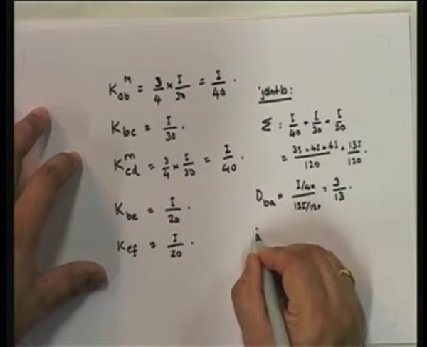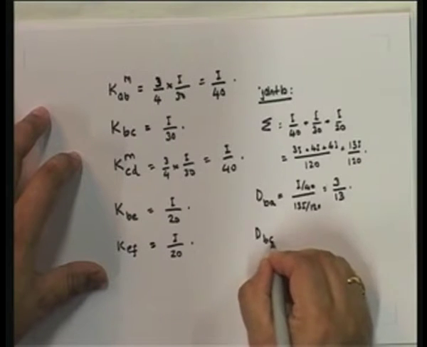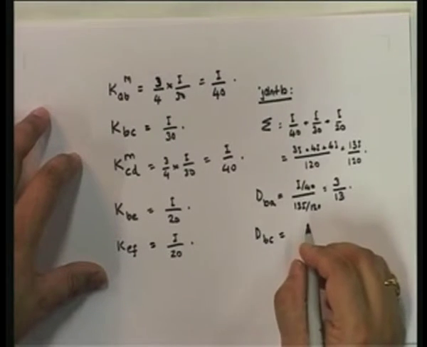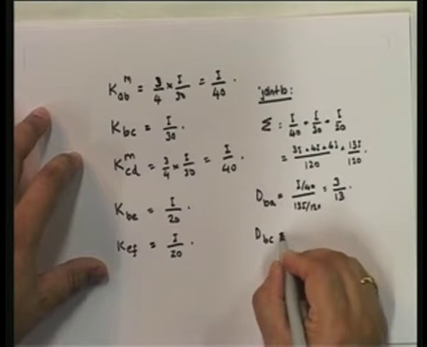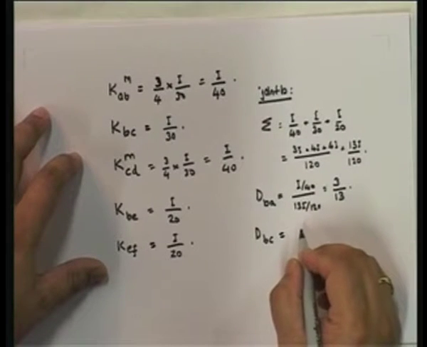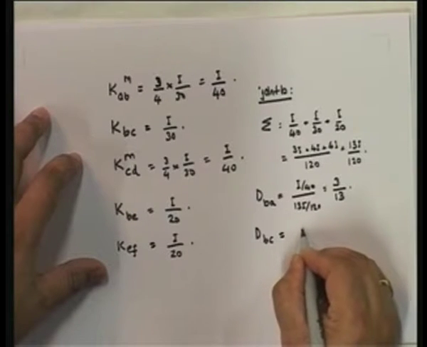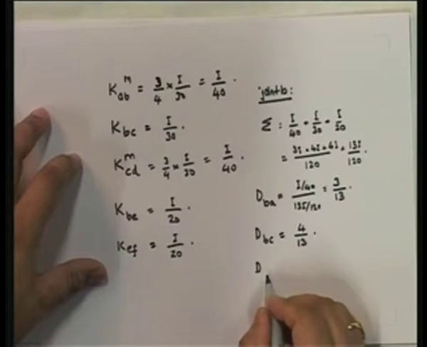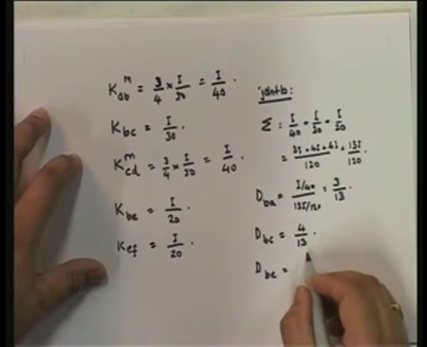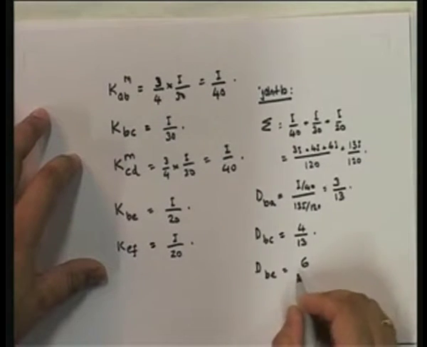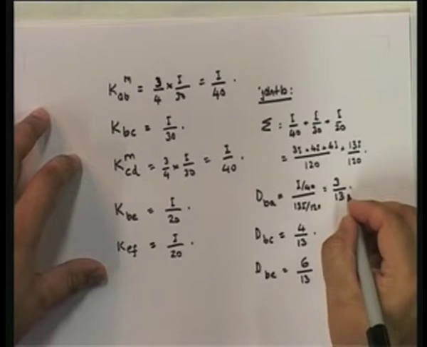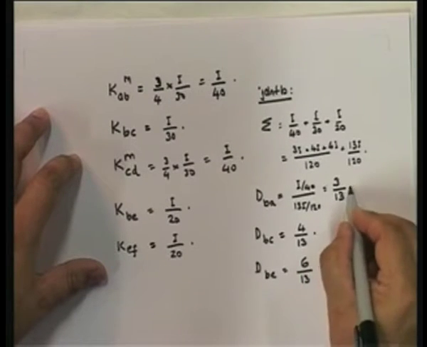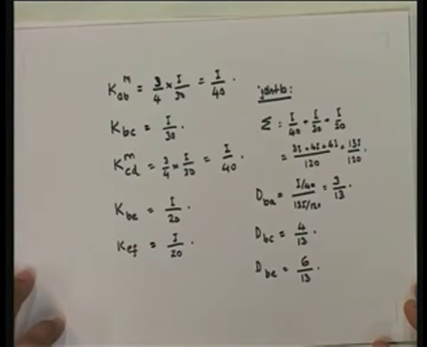Okay? So, DBC, BC is equal to I upon 30, so this becomes 4 over 13, and DBE is equal to 6 upon 13. Okay, so these are my distribution factors.